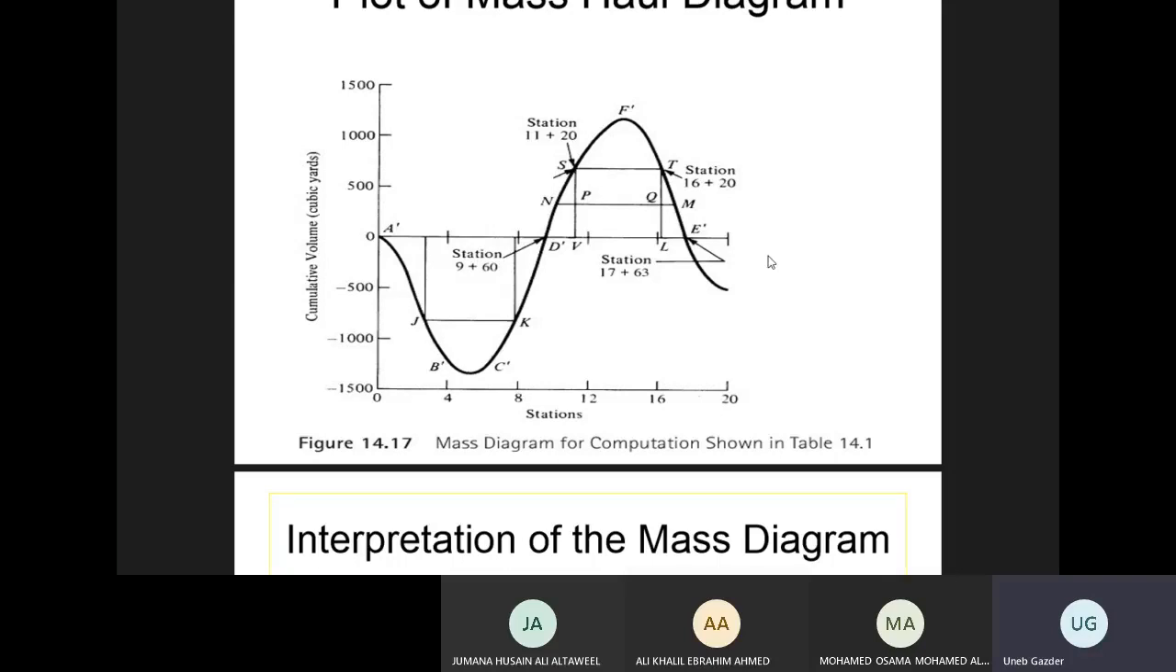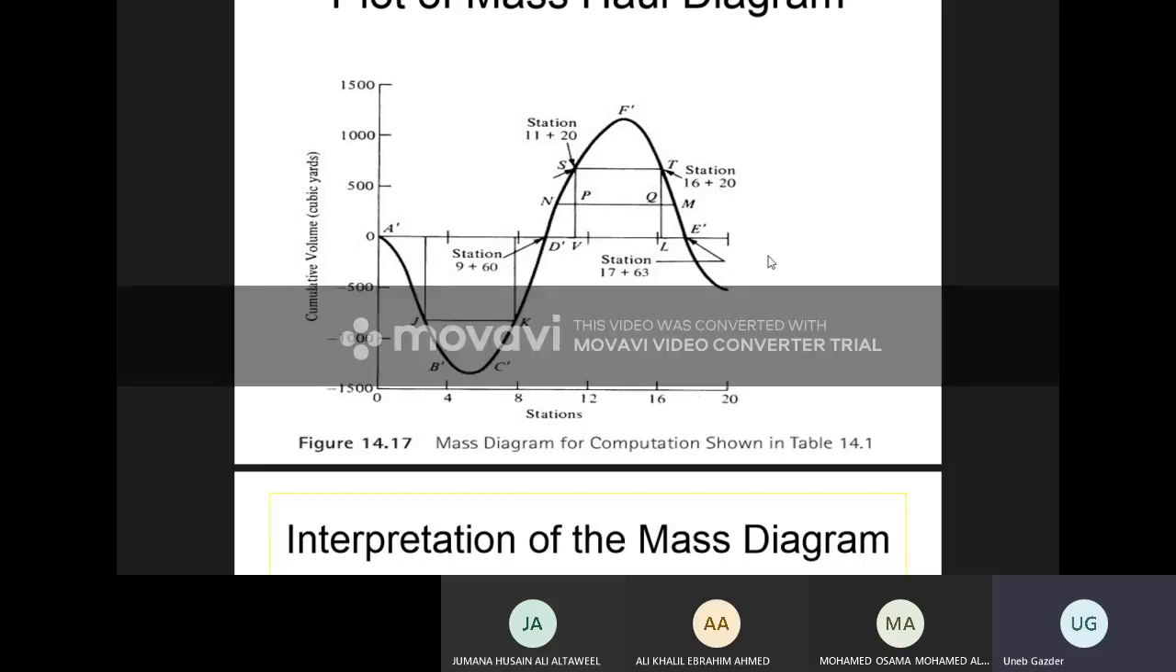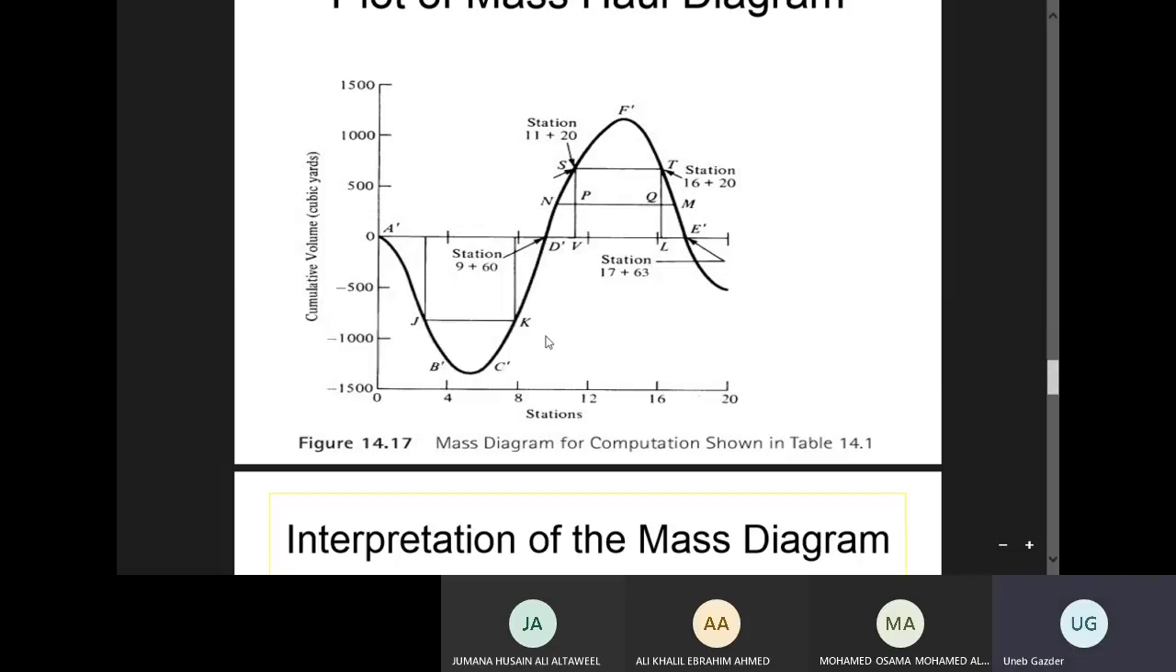Similarly, you can make your own balanced lines at other ordinates as well. It doesn't have to be zero all the time. You can make balanced lines at any ordinate. For example, you see J and K. If you draw a line between J and K, it's also a balanced line. How? You see, it's a horizontal line. That means the ordinate at J is equal to the ordinate at K.